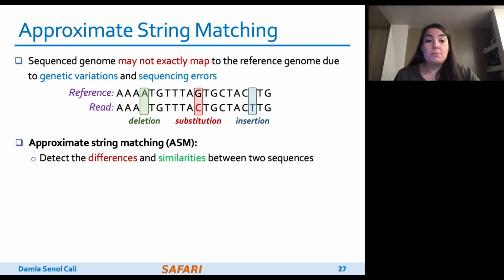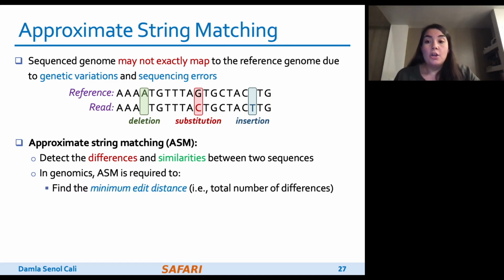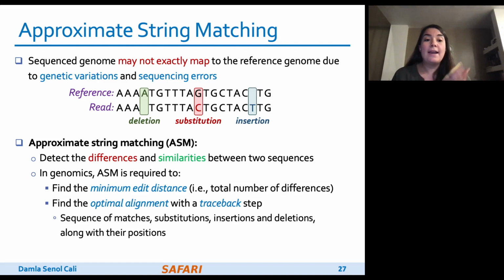And the goal of approximate string matching is to detect these differences and also similarities between two sequences. And in genomics, ASM is required to determine the minimum number of edits between two genomic sequences, and this is called edit distance, and also to find the optimal alignment with a traceback step, where we find the sequence of matches, substitutions, insertions, and deletions along with their positions.